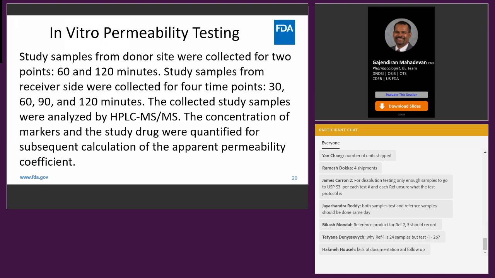Study samples were collected from the donor side for 2 time points, 60 and 120 minutes. Study samples from the receiver side were collected for 4 time points: 30, 60, 90, and 120 minutes. The collected study samples were analyzed by HPLC-MS/MS. The concentrations of markers and the study drug were quantified for subsequent calculation of the apparent permeability coefficient.